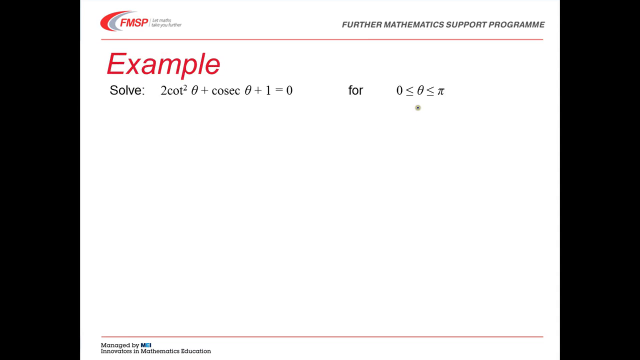We start by deciding which identity to use. We've got cot squared and cosec. Now our Pythagorean identities all involve the squares of functions. So we want the one that's involving cot squared. That's 1 plus cot squared x equals cosec squared x. And that's good because that's going to give us cosec, which we've already got in there. So we just substitute that in. Cot squared is cosec squared minus 1.